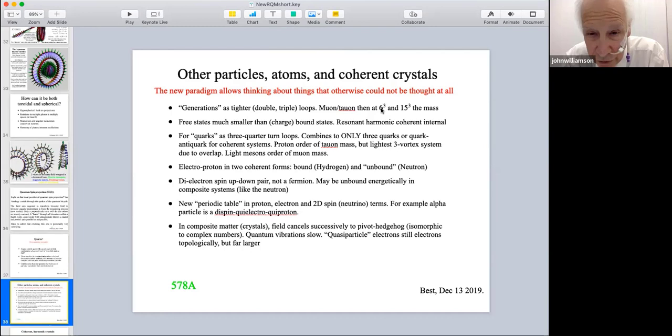Quarks are 3/4-turn loops. What it would mean is that the proton should be of the order of the tauon mass, but a bit lighter, because the proton takes out three elements that it would need to have otherwise. So it takes out three of the boxes, and it should be about half the mass. But that's the lightest three-vortex system. The light mesons go round twice as well. They go around a figure of eight, so they should be about the same mass as the muon, and they are.